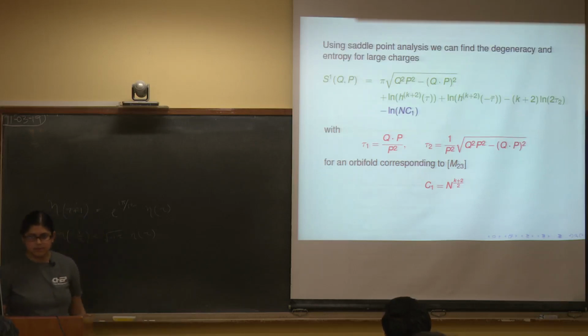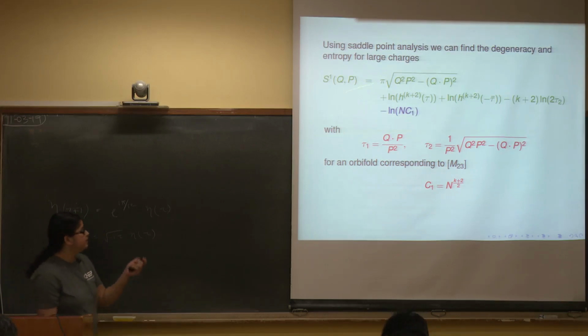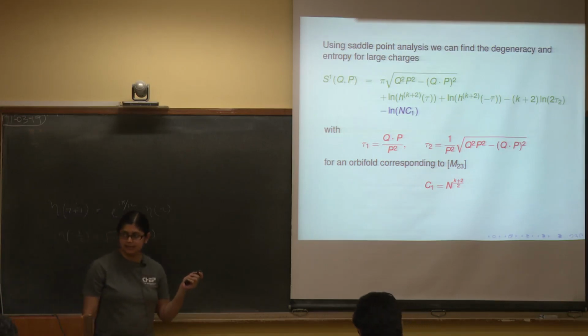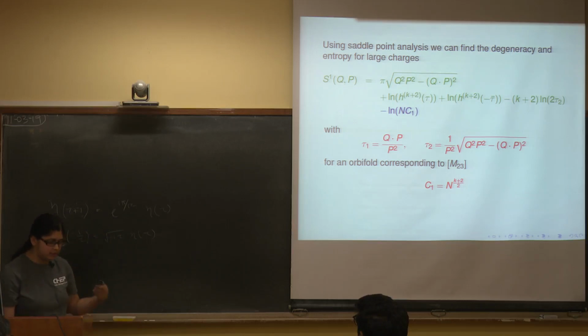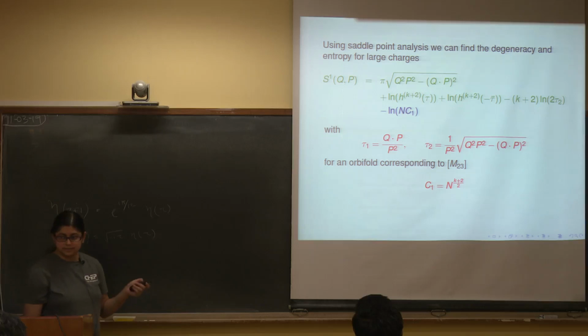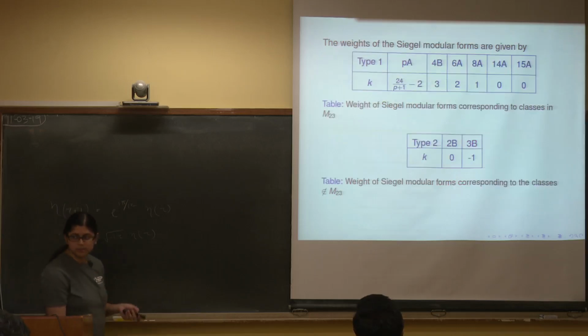Now for using saddle point analysis, taking the leading saddle, this is the expression for the entropy, and there is a log of ln n c1 that is not exactly known yet how to find from the gravity side. This C1 can be written for an orbifold which is of this M23 conjugacy class related. The C1 can be written like this, n to the power k plus 2 by 2.